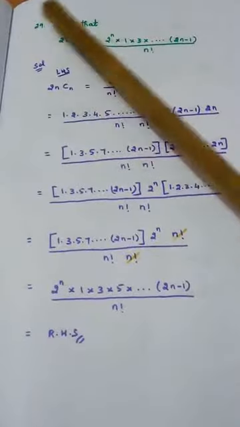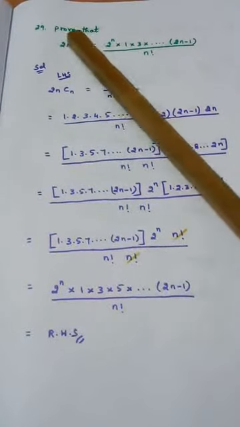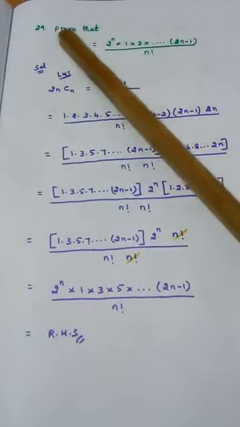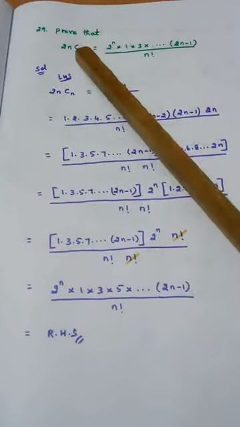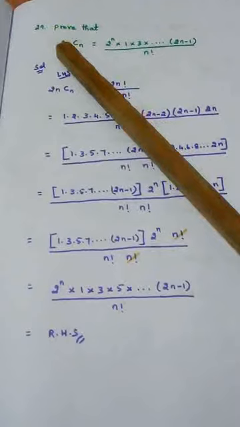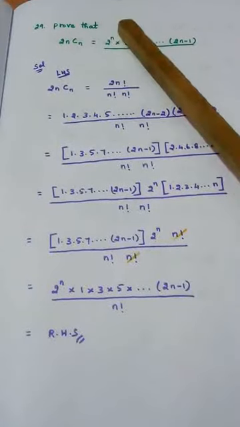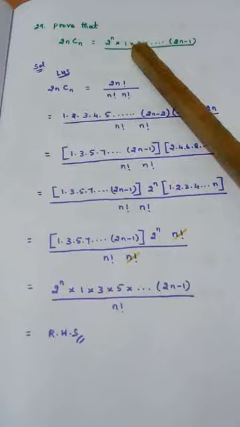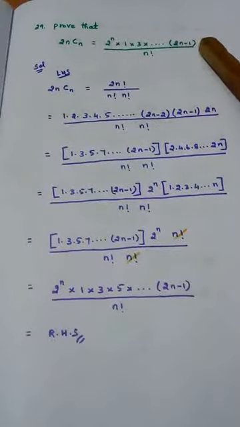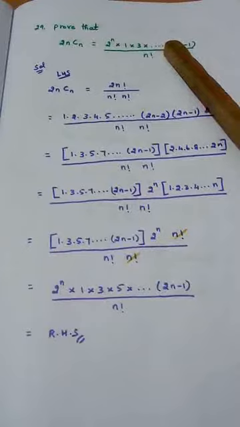Question number 29. Prove that 2nCn combination, 2nCn. We should read it together. We should not read this as 2 into n into Cn. No. 2nCn is equal to 2 power n into 1 into 3 into etc. into (2n minus 1) by n factorial. Prove that means LHS equal to RHS we have to prove.